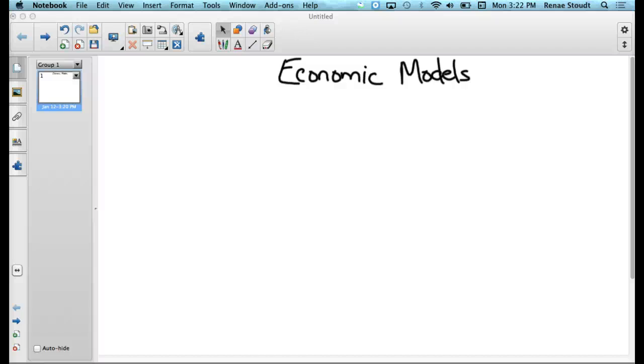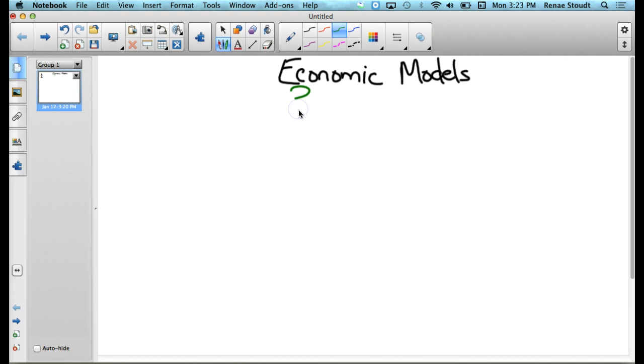Okay, this video is about the very end of chapter 1 about economic models. Now, economic models are going to be ways that we simplify reality. So economic models simplify reality, and they also make assumptions. Now, the economic model that we are looking at with chapter 1 is the economic model called the production possibilities curve.